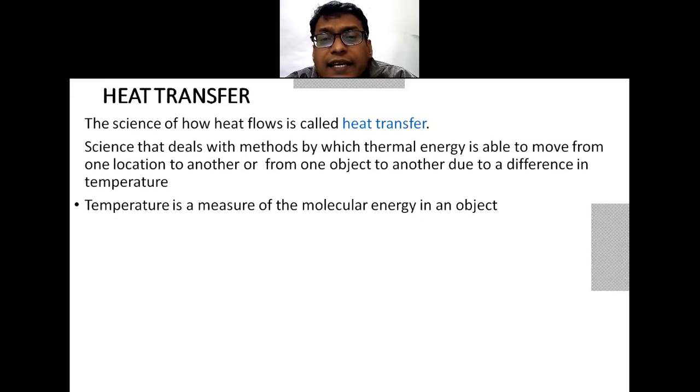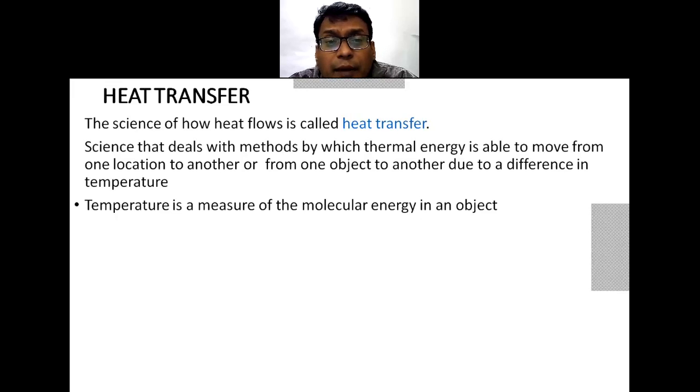So the science deals with the method by which thermal energy is able to move from one location to another, or from one object to another. So it's thermal energy that is getting transferred from one location to another. It is also spoken of in terms of location, or you can say from one object to another object.